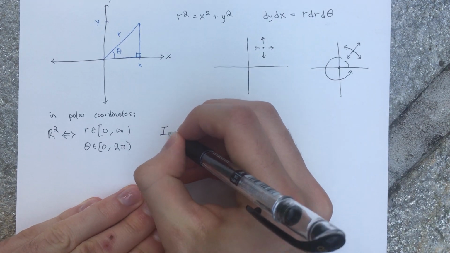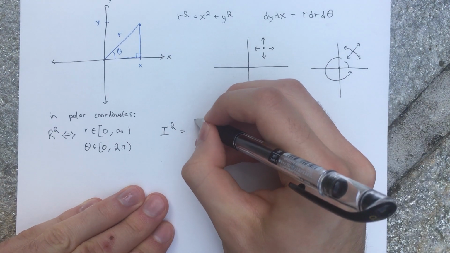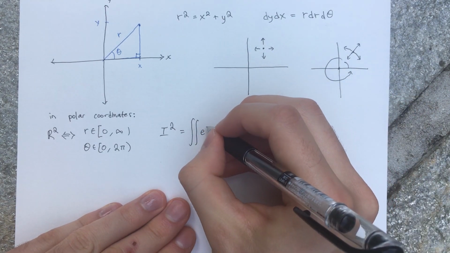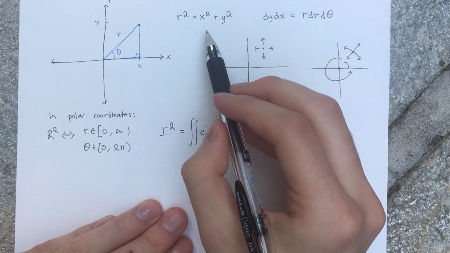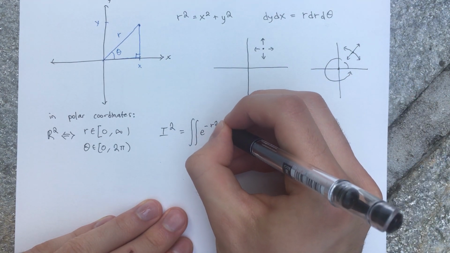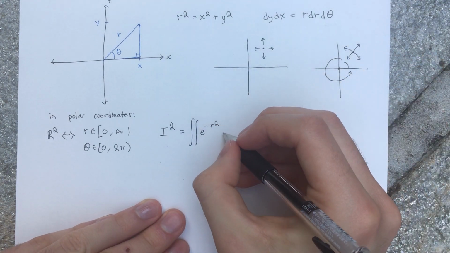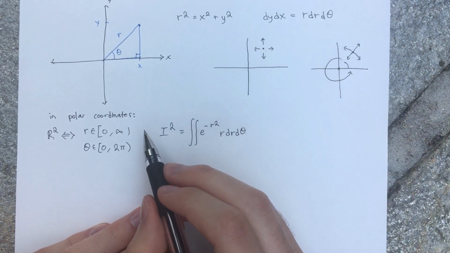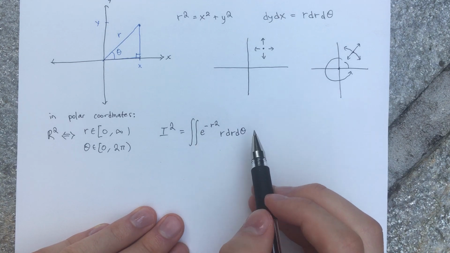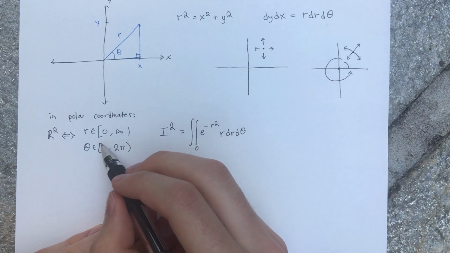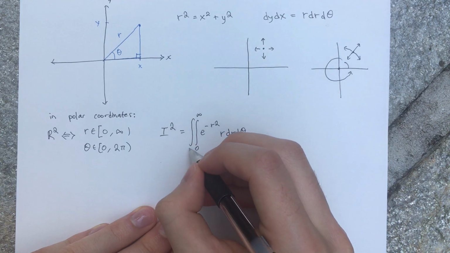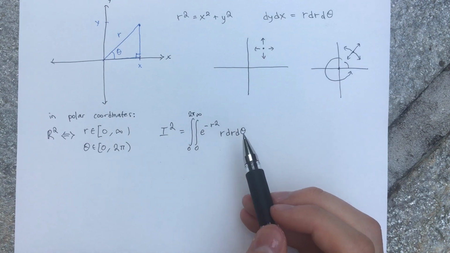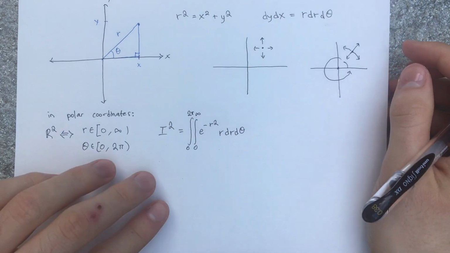So now if we continue, we have I squared equals the double integral of e to the minus, here x squared plus y squared is r squared, so we have r squared. Dy dx is r dr d theta. And then since r is being integrated first, we'll put this here. R goes from 0 to infinity, theta goes from 0 to 2 pi. And that is an equivalent statement to what we said up here.